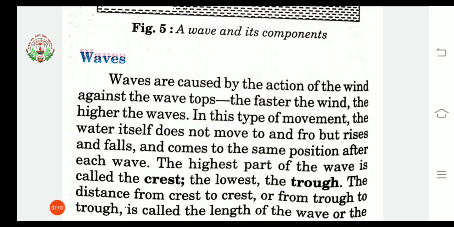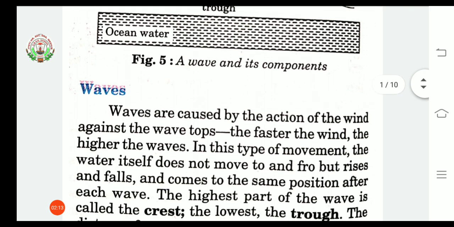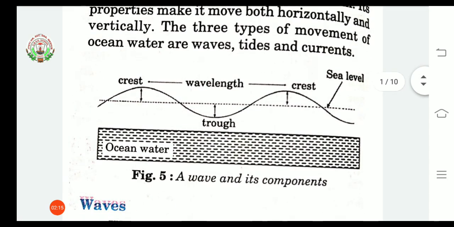A wave has three components. First is crest, second trough, and third is wavelength. Let's understand these components with the help of a diagram. Here is the diagram of a wave and its components. First of all, we will understand about crest. The highest part of the wave is called the crest.